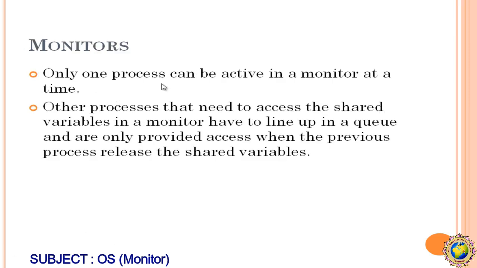See, only one process can be active at a time, as we have already seen. Another process that needs to access the shared variable in the monitor has to line up in the queue, and it is given access when the previous process releases the shared variable. In short, only one process can be active in a monitor at a time. Applications developed with languages that lack monitors cannot use them to achieve mutual exclusion or process synchronization.